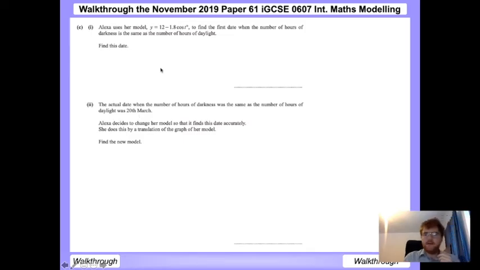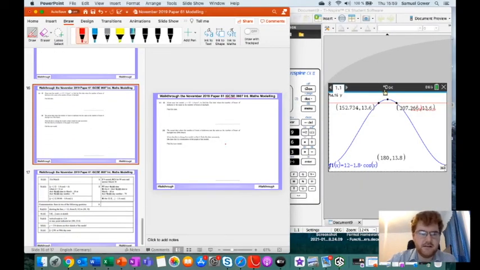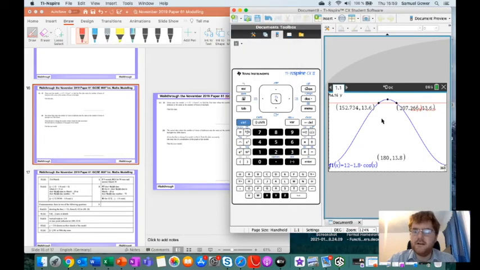Okay, and we're coming to our very last part of the paper. So Alexa uses her model 12 minus 1.8 cos t to find the first date when the number of hours of darkness is the same as the number of hours of daylight. Find this date. So again, it's a similar process to what we did before. So if I zoom out, go back to my GDC, we're going to again look for that line of 12, because 12 hours of daylight is the same as 12 hours of darkness. It's the same amount of time. So I'm going to do another line. So I'm going to press the tab button, 12. Notice you get another line here.